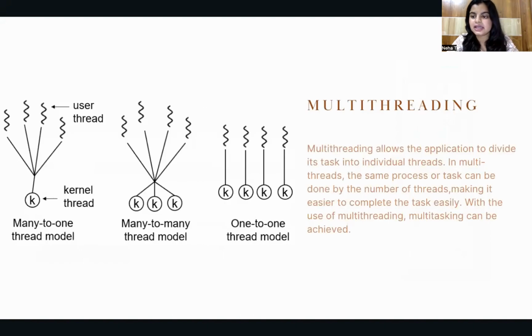So coming to multi-threading, multi-threading allows the application to divide its task into individual threads. In multi-threading, there will be more than one thread, and hence any task can be divided and given to each thread, making it easier and quicker to complete the task. So with the use of multi-threading, multitasking can be achieved. The same process or task can be done by a number of threads, making it easier to complete.